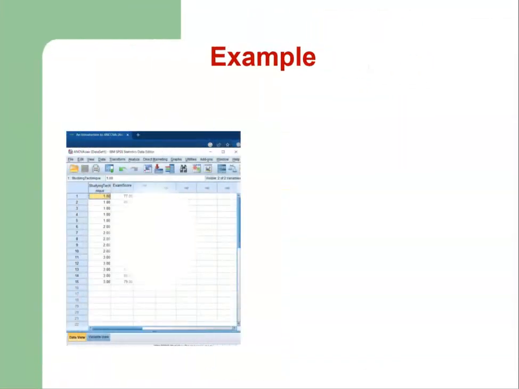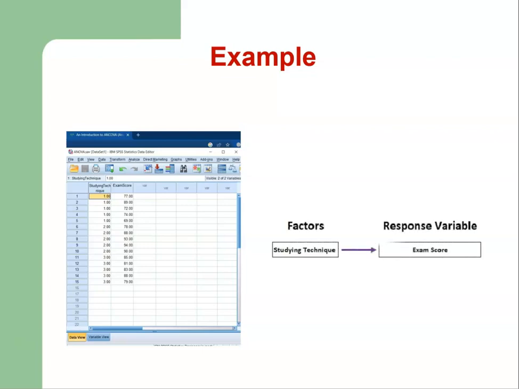So let me start with an example. This is my SPSS data file, which I used in video number 401. Here, my response variable is exam score, and study technique is my independent variable, which is a categorical variable having three categories. There are three studying techniques: technique 1, technique 2, and technique 3. I am going to see whether there is any difference between the mean exam score across the various studying techniques.